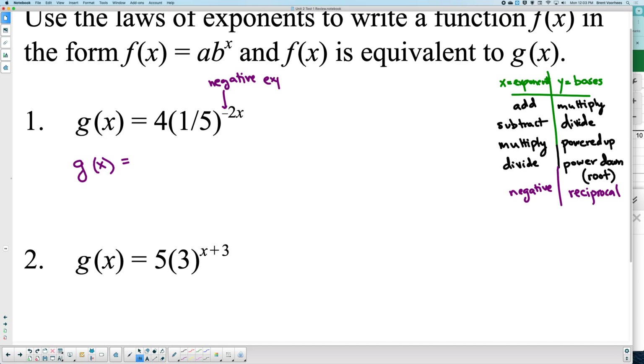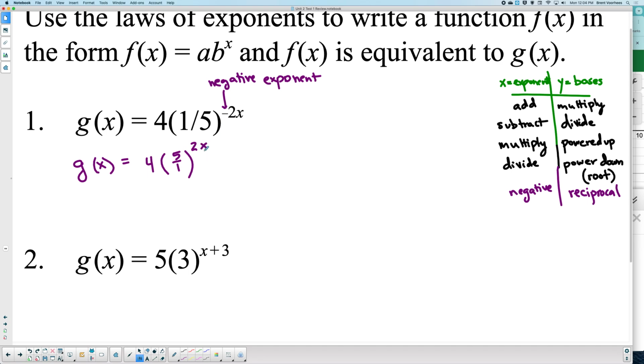Negative exponent. What can you do with a negative exponent? I'll go ahead and write it out of the way. You can take the reciprocal of the... someone say it, reciprocal of what? The base. What's my base here? My base is 1/5. What's the reciprocal of 1/5? 5 over 1, or you could just put 5 to the power of 2x.